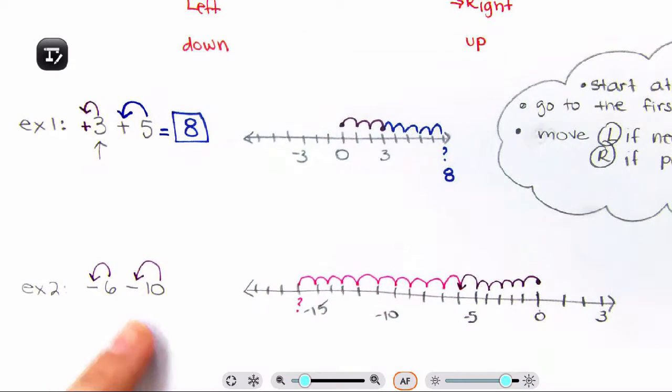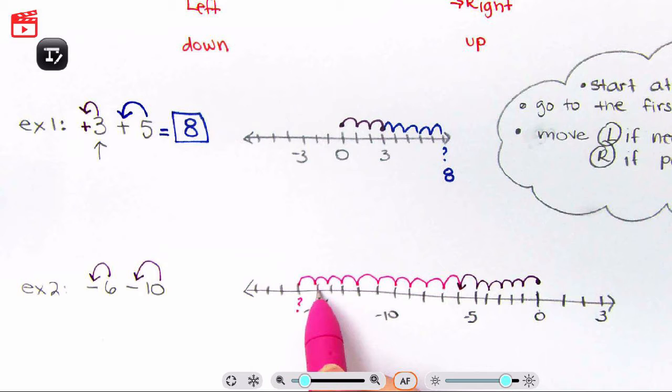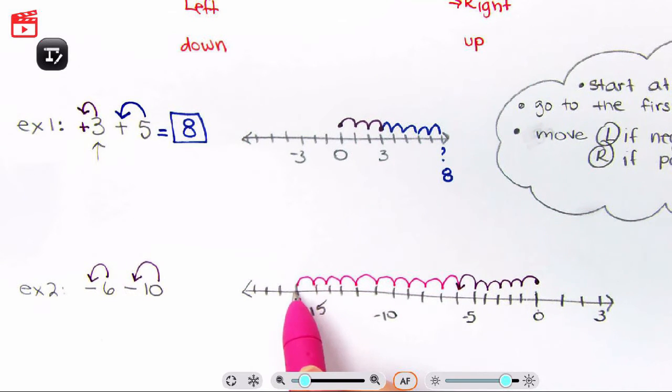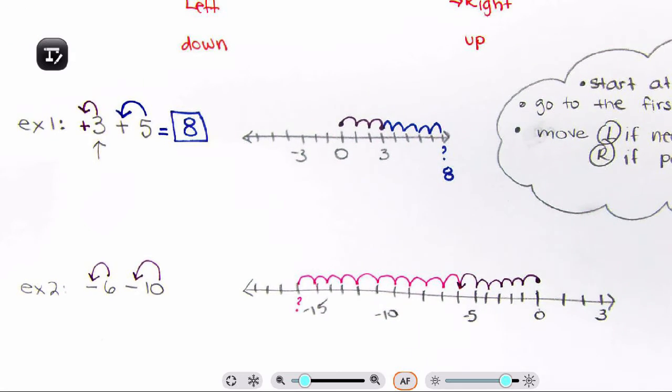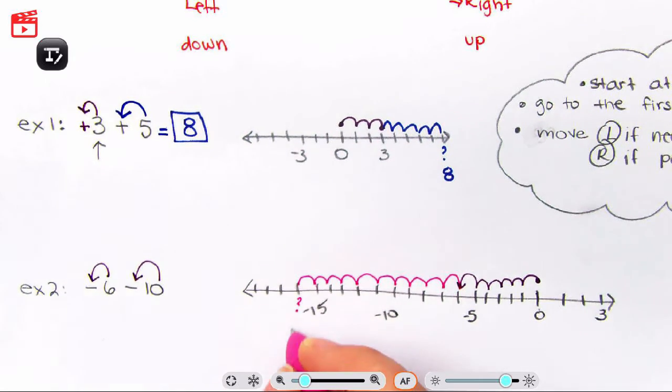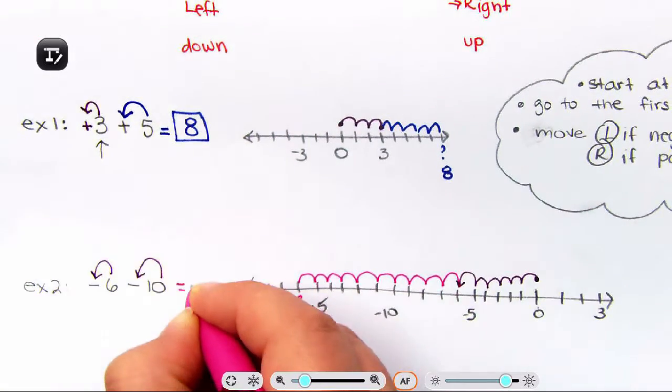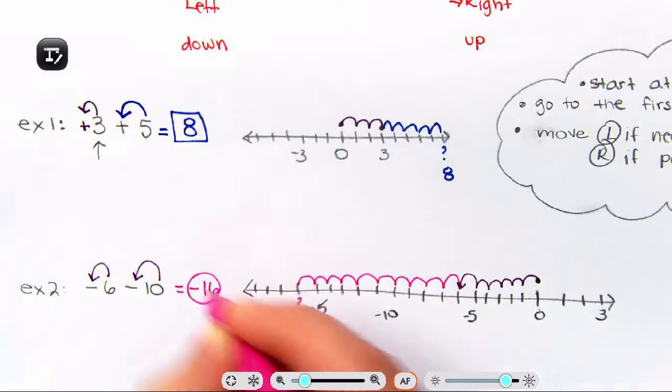Where am I? So this is negative 15, and 1 less than negative 15, and again, not less as in quantity, but 1 more to the left of 15, that is negative 16. So it's negative 6 minus 10 is negative 16.